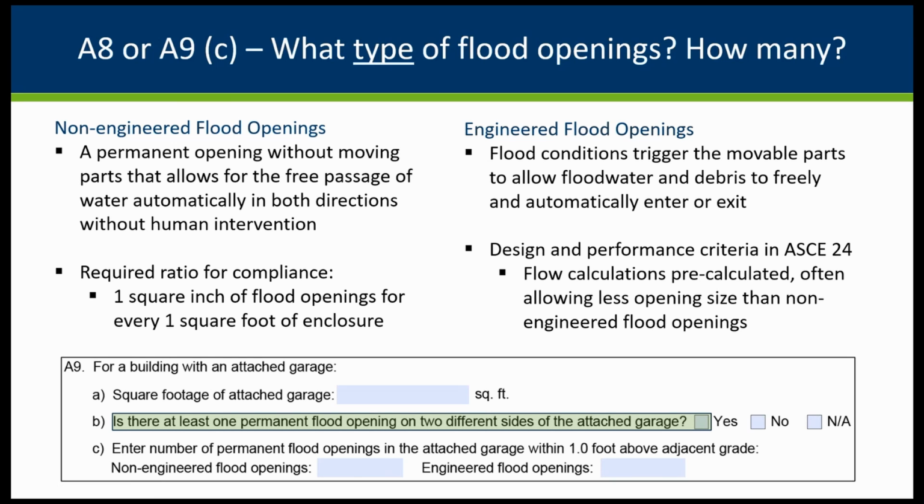You can see down in the box below for section A9, that's where you're going to enter the square footage of the attached garage, or if you're filling out section A8, that's going to be for the enclosure. Keep in mind that's for the outside footprint, not the inside footprint when you're measuring square footage. It asks, is there at least that one permanent opening on 2 different sides of the attached garage? And down below for part C is where you enter, how many openings do you have for both engineered and non-engineered flood openings?